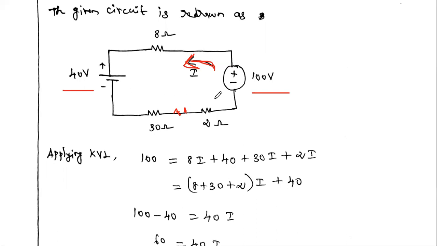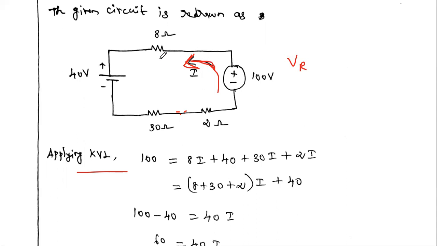So now you apply KVL. What is KVL? In any closed path, the algebraic sum of all voltages is 0. Or otherwise, the sum of voltage drops is equal to the sum of voltage rises. Now we are going to apply it. First, when we look from here, you see minus to plus. What is minus to plus? Minus to plus means lower potential to higher potential. It is said to be a voltage rise.